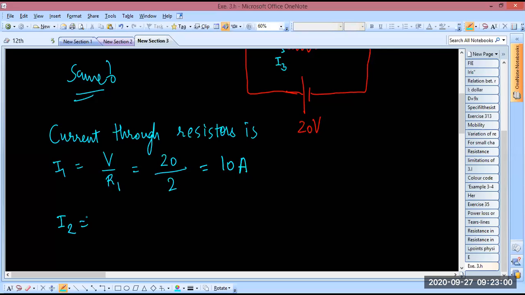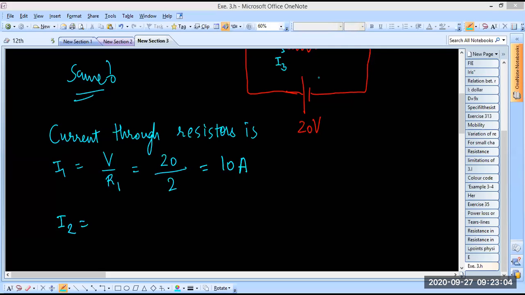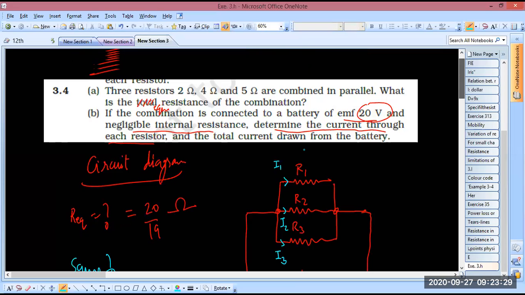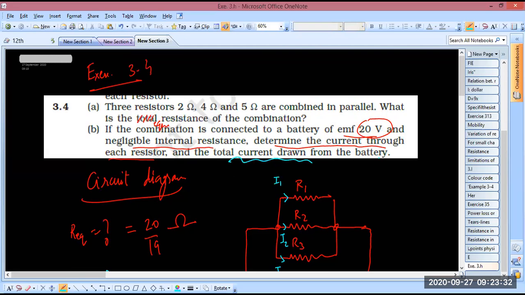Second, like this you can find the remaining. Very good, hurry up, come on. Like this you can easily find the remaining. Do it. So yes, the answers are going to be 5 ampere and I3 will be 4 ampere, right? So now there is one more thing to be found. What is the total current from the battery?